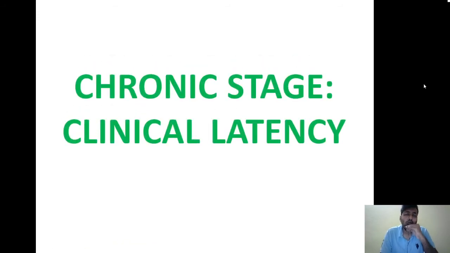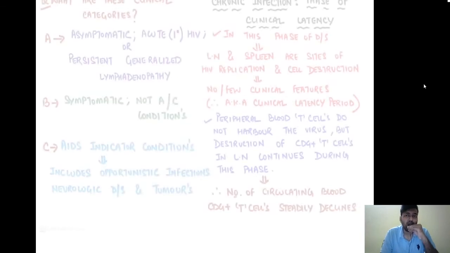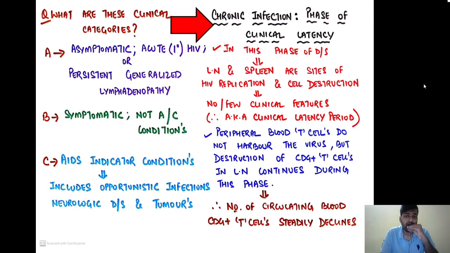Now we are going to go into the chronic stage, that is also called the stage of clinical latency. So what is happening over here? Remember, in this phase, the lymph nodes and the spleen are the sites of HIV infection and cell destruction. There are very few clinical features, which is also known as the clinical latency period. Remember, the peripheral blood T cells do not harbor the virus, but the destruction of the CD4 plus T cells in the lymph node continues during this phase.